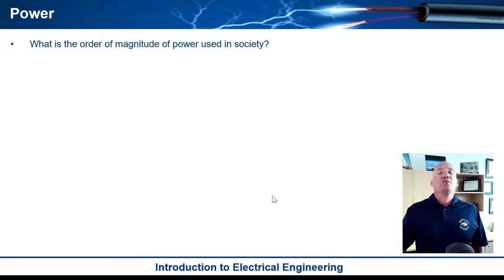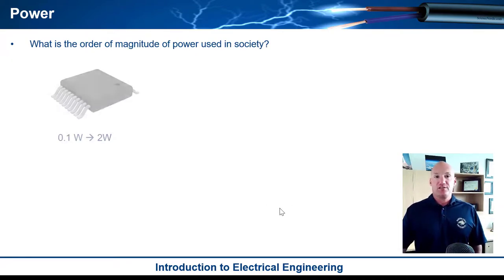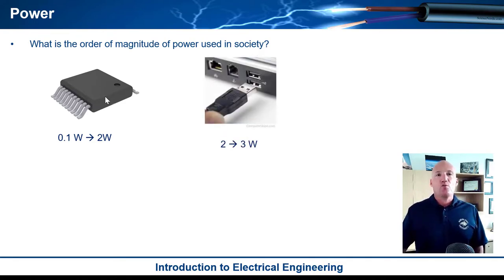Okay, all right. So let's again look at the kind of magnitudes of power usage in society. So your small integrated electronics, the chips that are in your phones and your computers, these can be 0.1, half a watt up to maybe 2 watts. Sometimes you'll see 5 watts for really huge chips. So that type of order. Your USB port, a standard USB started at about 2 watts. Some of the bigger ones can go up to 3 watts, some of the more advanced standards. But we're talking just a couple of watts.